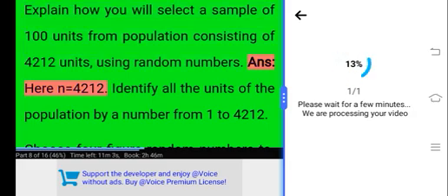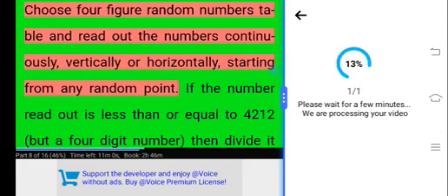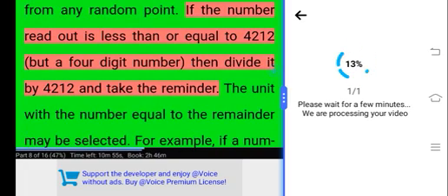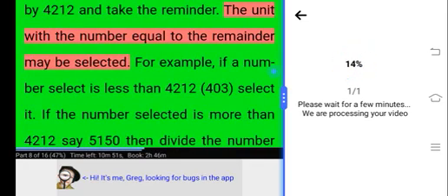Illustration. Explain how you will select a sample of 100 units from a population consisting of 4,212 units, using random numbers. Here N equals 4,212. Identify all the units of the population by a number from 1 to 4,212. Choose a 4-figure random numbers table and read out the numbers continuously, vertically or horizontally, starting from any random point. If the number read out is greater than 4,212, then divide it by 4,212 and take the remainder. The unit with the number equal to the remainder may be selected.